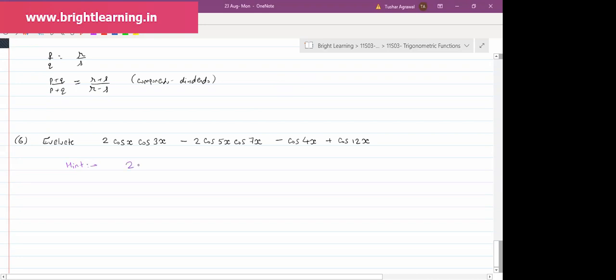Hint. What's the identity for twice cos A cos B? The identity for twice cos A cos B is cos of A plus B plus cos of A minus B.